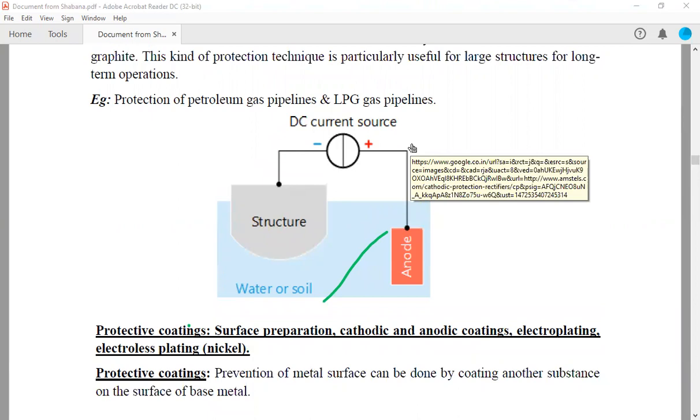Protective coating is defined as prevention of metal surface corrosion by coating another substance on the surface of the base metal. It is the oldest and the most common method of protecting metal from the surrounding environment, by applying a protective coating on the surface of the metal. The coated surface isolates the metal from its corroding environment.